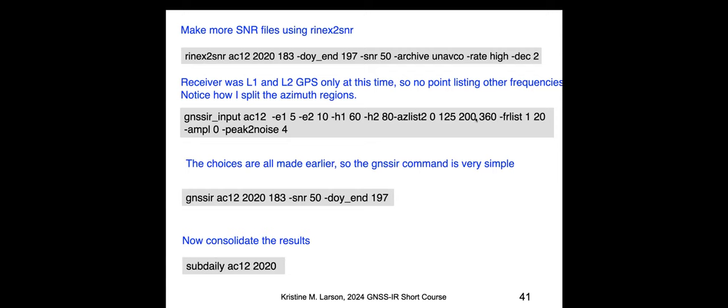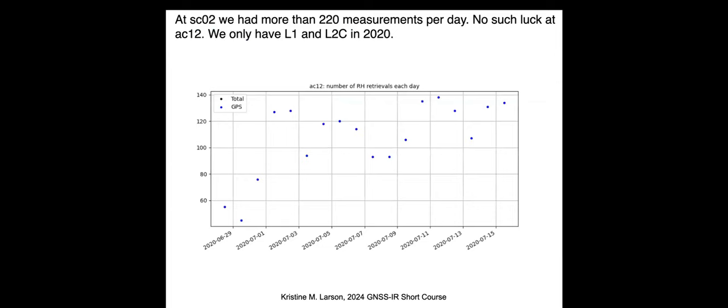Everything's the same, except you see here that I have this dash SNR50, which is telling the code I want you to use that high rate data in the files that only have the data below 10 degrees. Then you consolidate the results using subdaily, just the station name and the year. You'll see that there are a lot fewer measurements than we just showed for SC02, which has over 200. At best, it's about 120, but that's because I only have GPS.